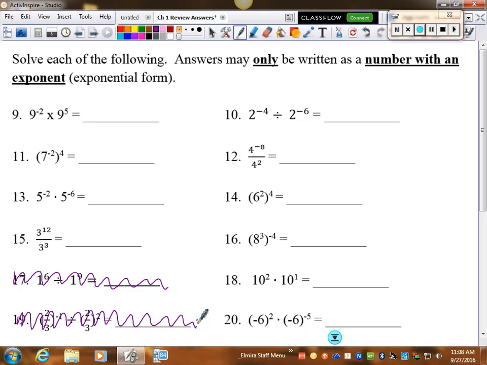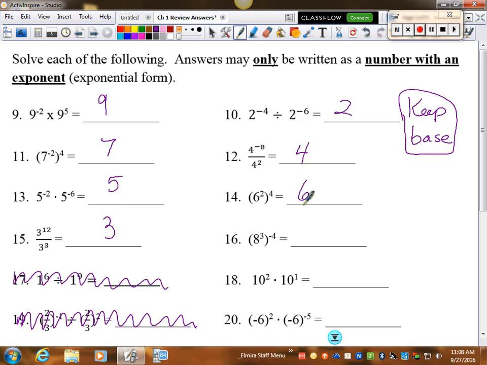So on this section, the important thing to remember is that if it is a multiply problem, first of all, you're going to keep the base, no matter what kind of problem it is. Keep your base. So I could start off this entire section of my test just writing 9, 7, 5, 3, 2, 4, 6, 8, 10, and -6. Remember, that has to go in parentheses. I could start out this section of the test just writing in the bases so that you don't mess that part up.